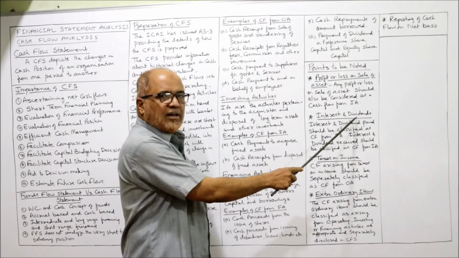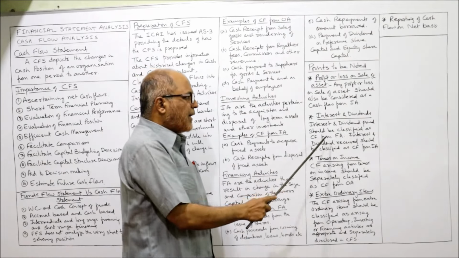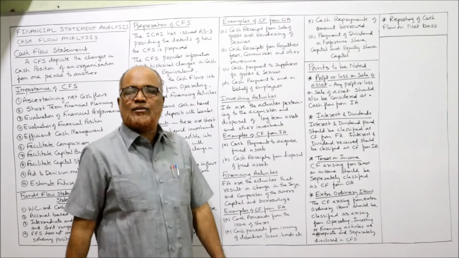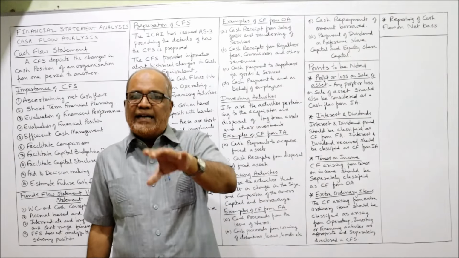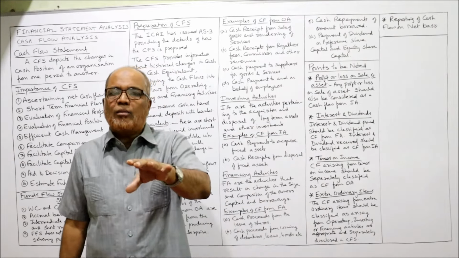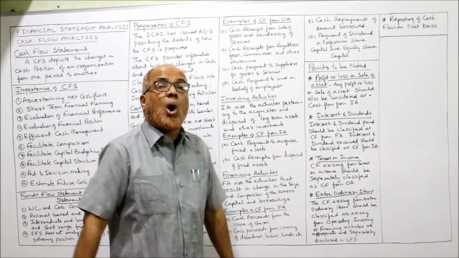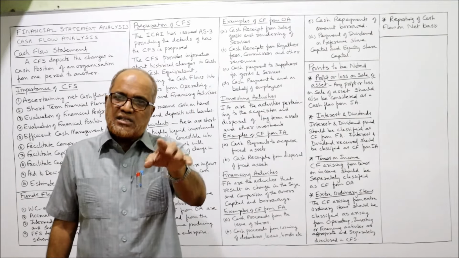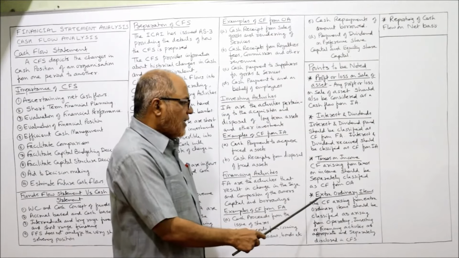Similarly, interest and dividend. The interest and dividend paid should be classified as cash flow from financing activity. The dividend paid and interest paid on borrowings will be considered in financing activity. Then taxes on income. Cash flow arising from taxes on income should be separately classified as cash flow from operating activity. The income tax paid should be considered in operating activity.